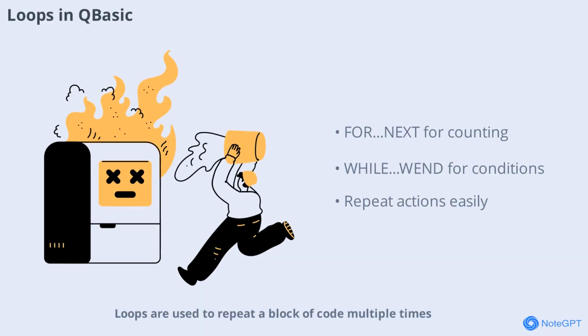Loops are used to repeat a block of code multiple times. QBasic provides several types of loops, including for next and while. The for next loop is great for repeating actions a specific number of times, while while continues as long as a condition is true. Loops are essential for tasks like processing lists, creating animations, or performing calculations. Mastering loops helps you write more efficient and powerful programs.